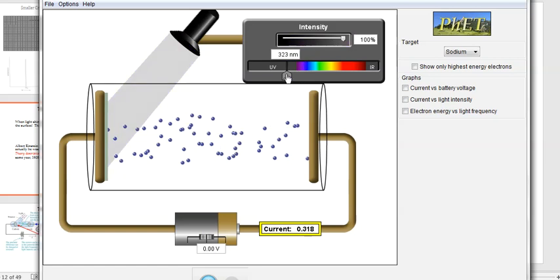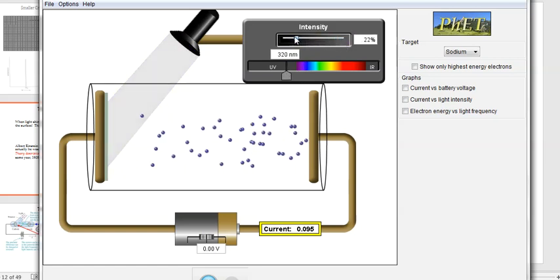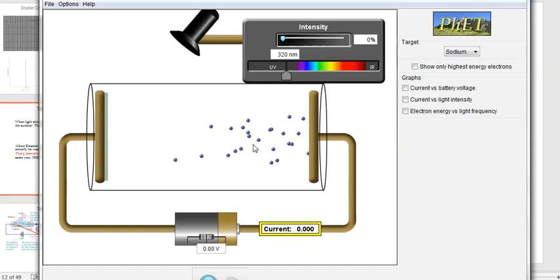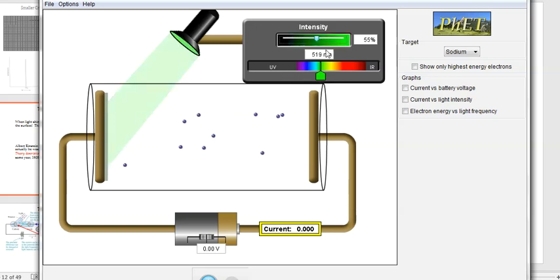So if I go to UV light, and then turn off the light, these are the leftover electrons that we ejected a long time ago. If I turn the intensity down, there's nothing. And if I turn the intensity back up again, then I start shooting out these fast electrons. Notice they don't all go at the same speed, but on average they're faster than if I were to make them at, say, 500 nanometers here.